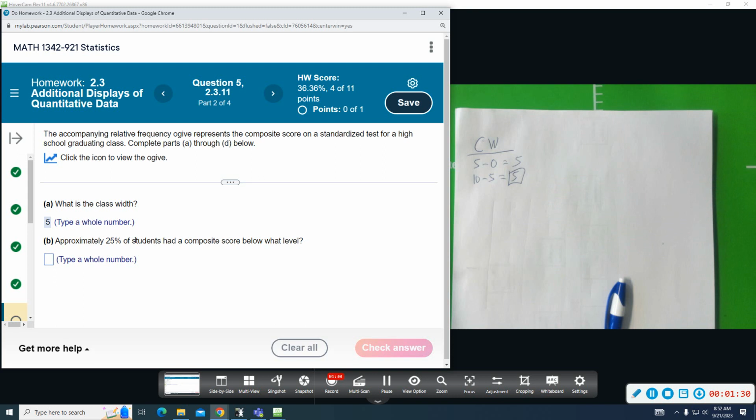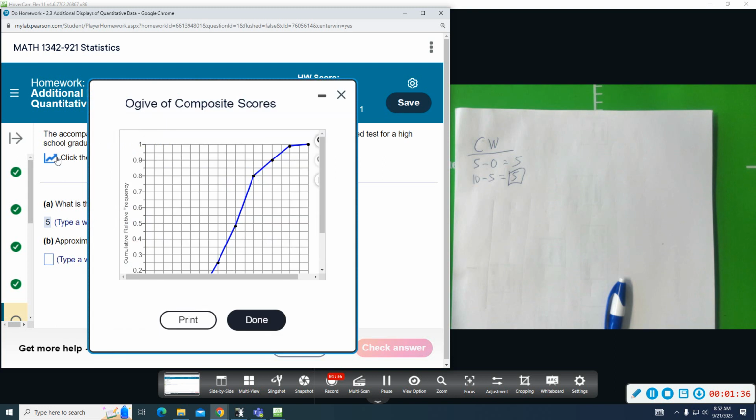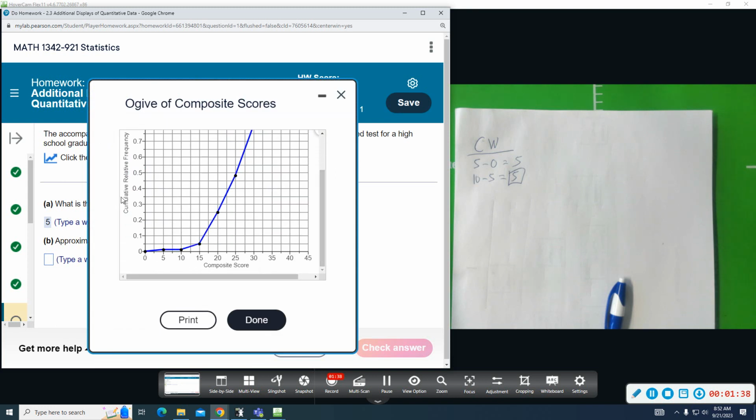Approximately 25% of the students had a composite score below what level? So if I go here, the heights are your cumulative frequency. So this tells you everything from 20, that represents about 25%. So about 25% of the students scored a composite score of 20 or lower. So that's how we want to read that.